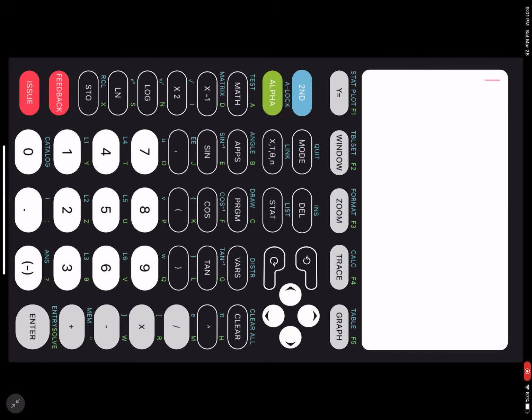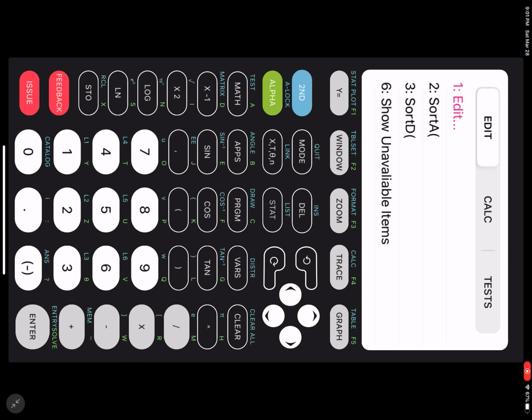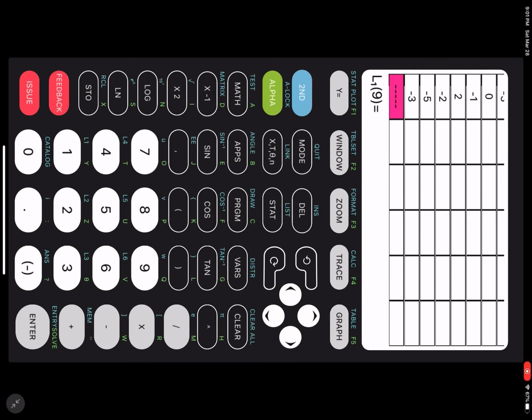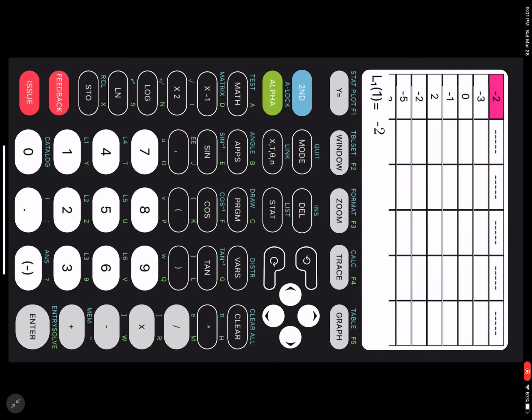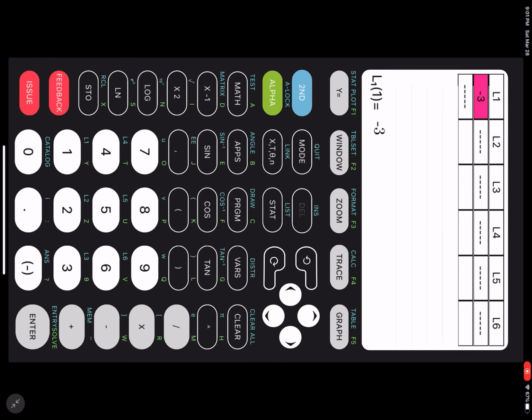Let's see if I have to do the home screen, second catalog. Is it going to do it? Second catalog. Interesting. I wonder if it's even going to run this. Okay, I can at least show you how to enter it into my list. So I'm going to go up. I'm going to clear out this list.